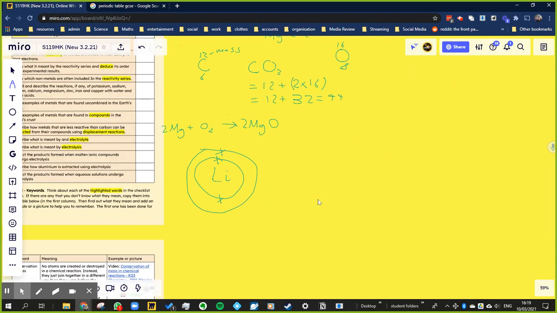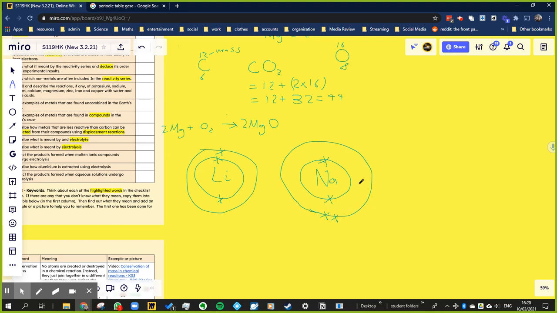Sodium, again, we're only interested in the electrons, so let's just draw the symbol in the middle rather than the nucleus. It has an atomic number of 11, so it's got 11 electrons as well. The atomic number actually tells the number of protons, but neutral atoms have the same number of protons as electrons. So if it's got 11 protons, it's got 11 electrons.